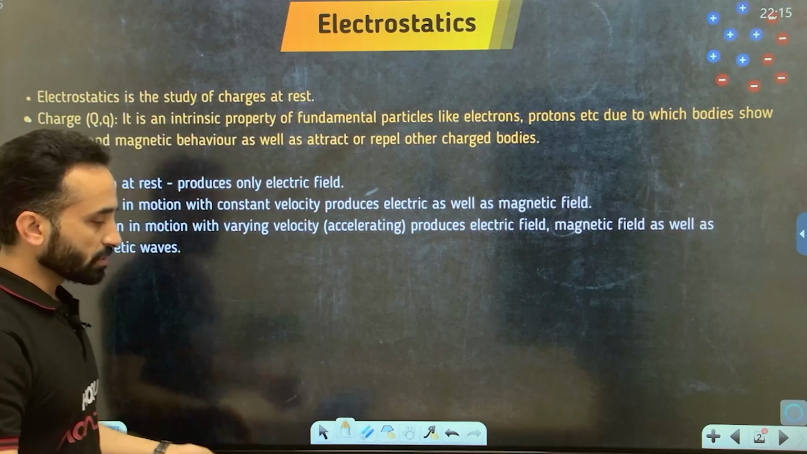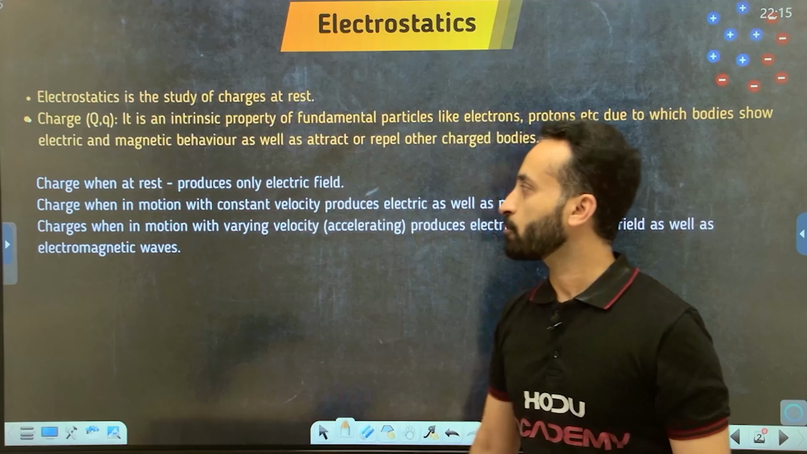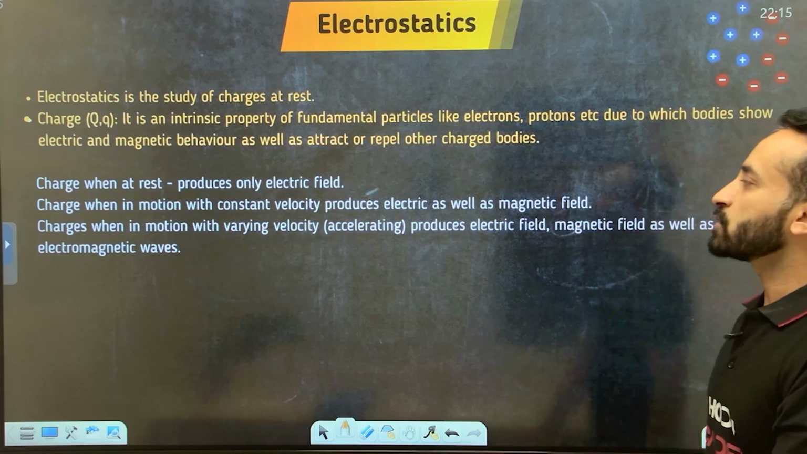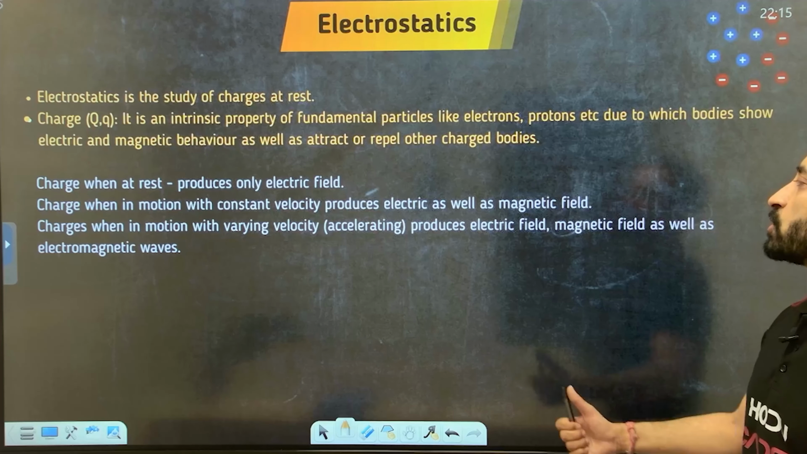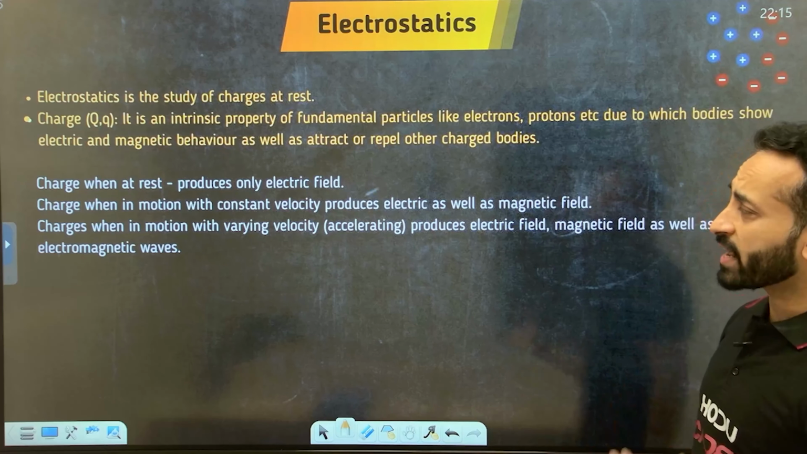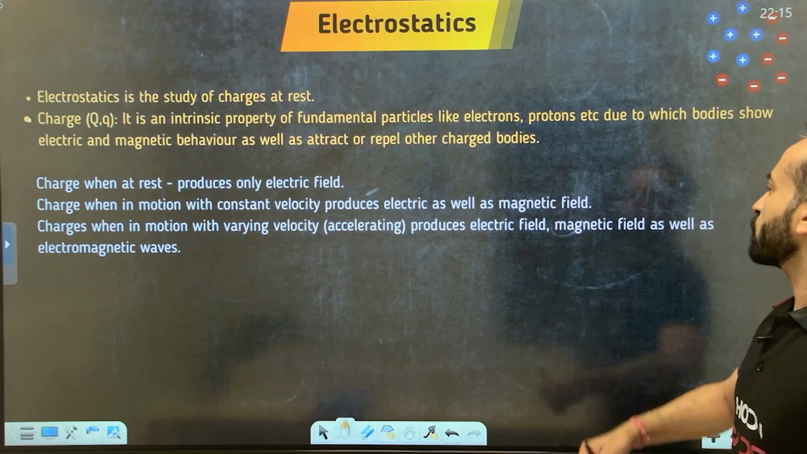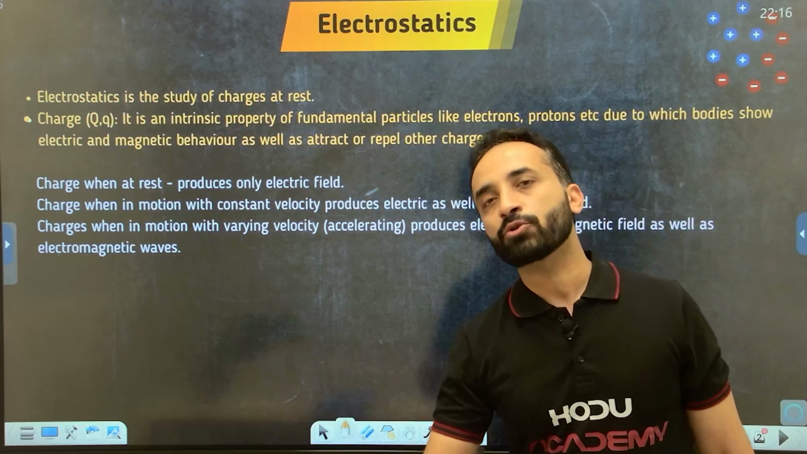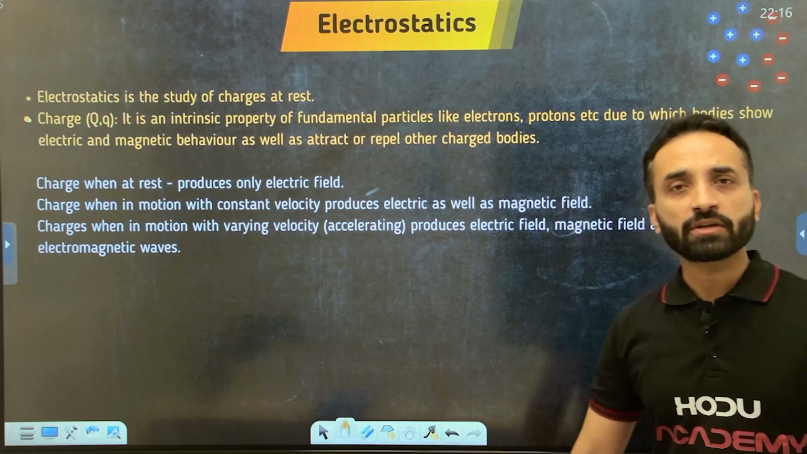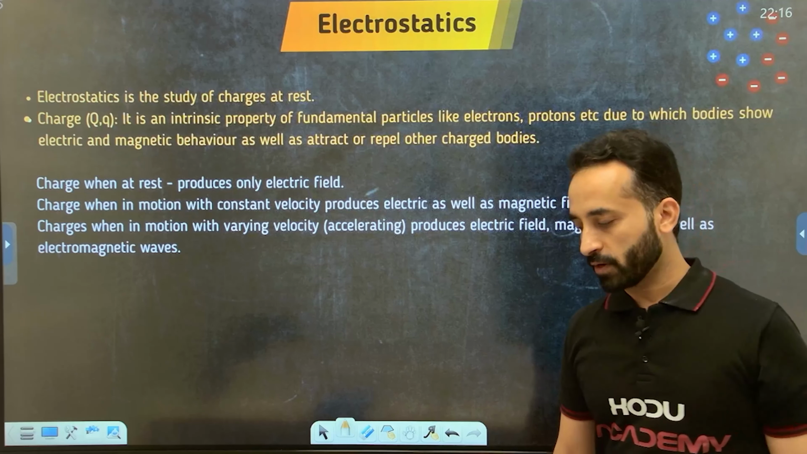Okay, so as I said, very quickly write it down please. Charge when at rest produces only electric field. Charge when in motion with constant velocity produces electric as well as magnetic field. And charge when in motion with varying velocity produces electric field, magnetic field as well as electromagnetic waves. Alright, so you can pause the video and copy it down and then we move forward.